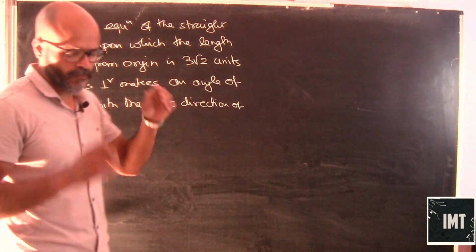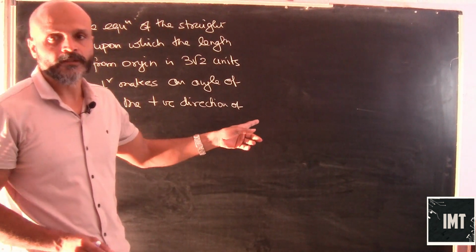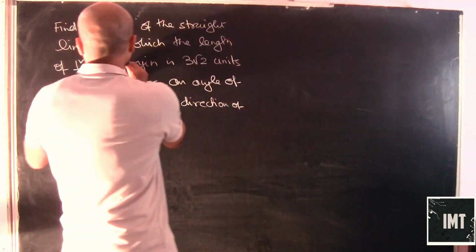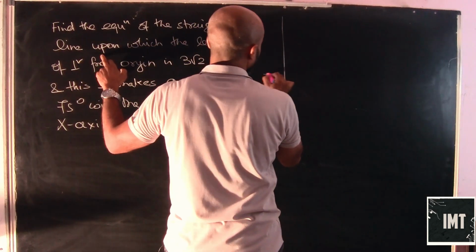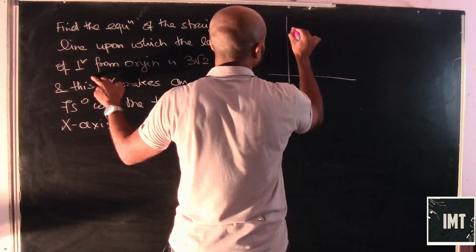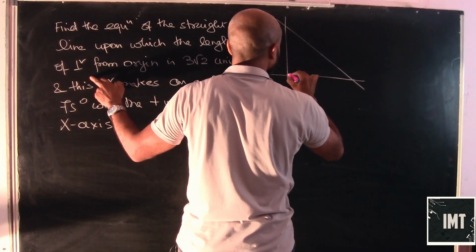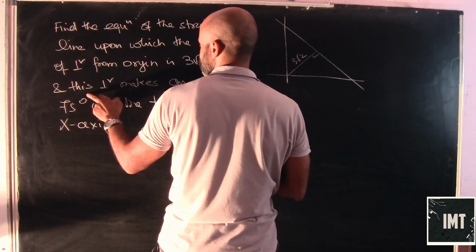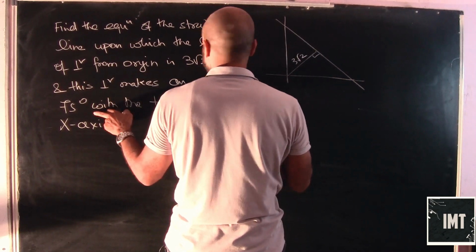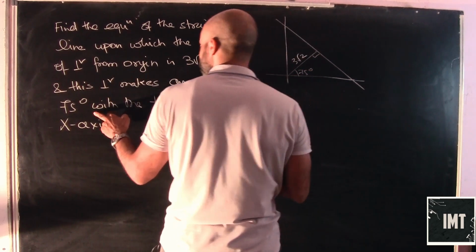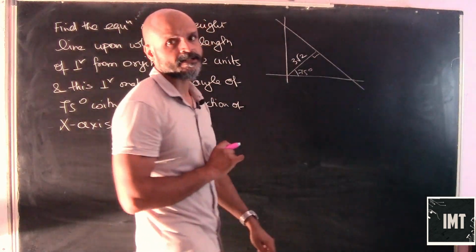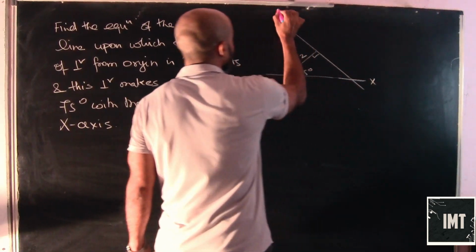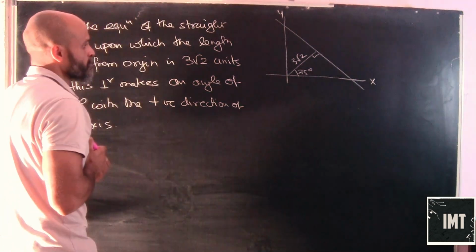Okay, so we have this problem from the topic of normal point form of a line. Find the equation of a line upon which the length of the perpendicular from the origin is 3 under root 2 units, and this perpendicular makes an angle of 75 degree with the positive direction of x axis. So here we have, let's say, the x axis and the y axis. Okay, so how will we do this?